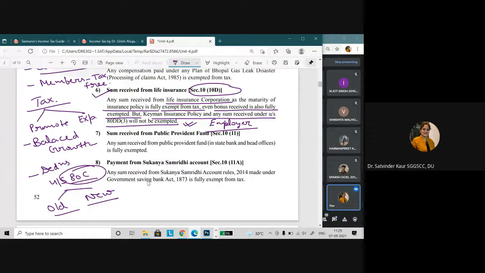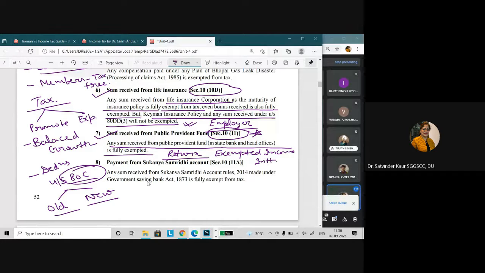Then there comes the sum received from a public provident fund account. This is important under section 10, subsection 11. Any amount received from the public provident fund is going to be fully exempted. But this income we have to show in our return, under the exempted incomes head category. Also, any interest received on the public provident fund is to be shown under the interest head.